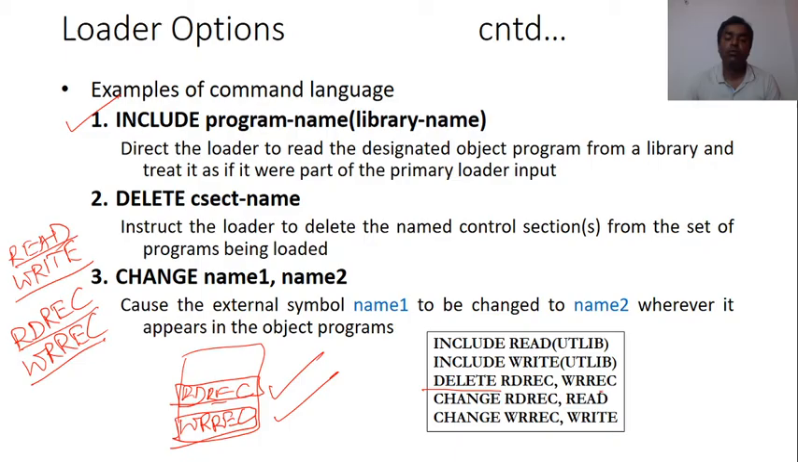Delete rdrec, wrrec, change rdrec to read. That means wherever in this program rdrec is written, write read there. You can see in this program, suppose the instruction was JSUB rdrec. Now this name rdrec is replaced by read. Change rdrec to read. In the same way, change wrrec to write.